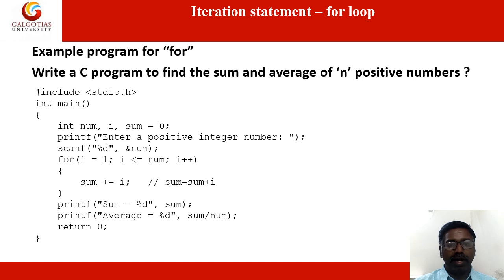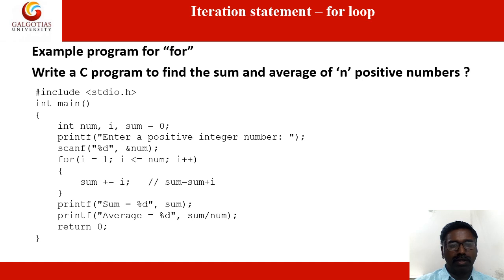Here we have another example for the for loop. The question is: write a C program to find the sum and average of n positive numbers. So here we need to find the sum and average of the given n positive numbers. For example, if the user gives 10, we need to find 1 + 2 + 3 + 4 up to 10, and then find the average of that summation of positive numbers.